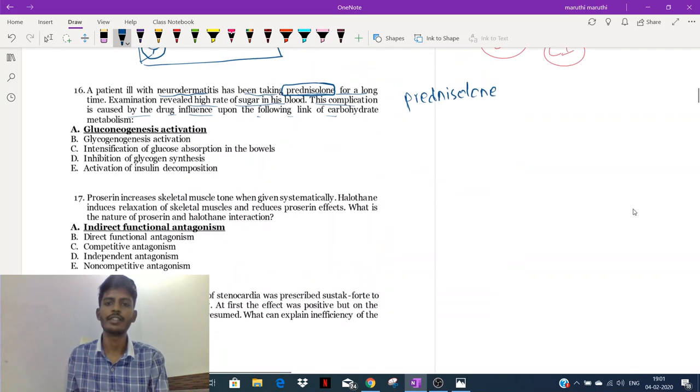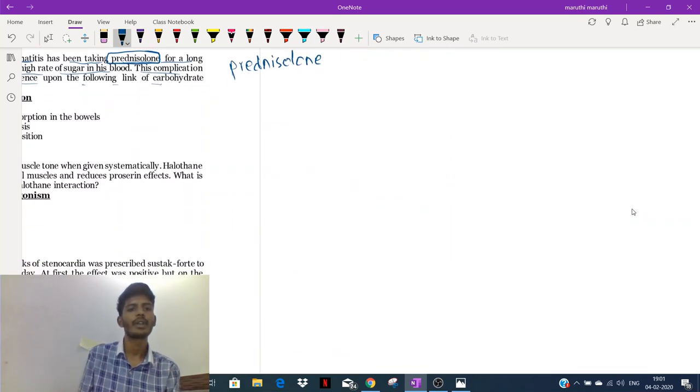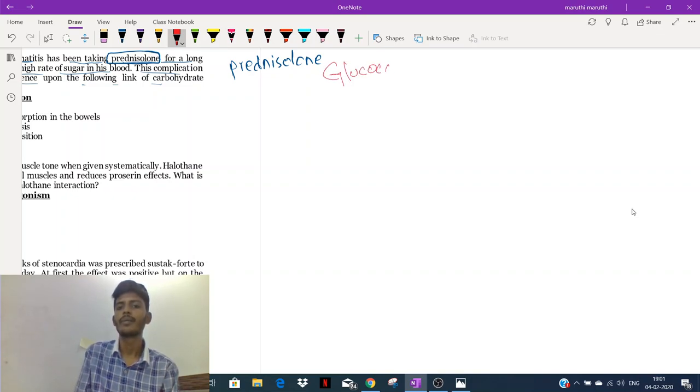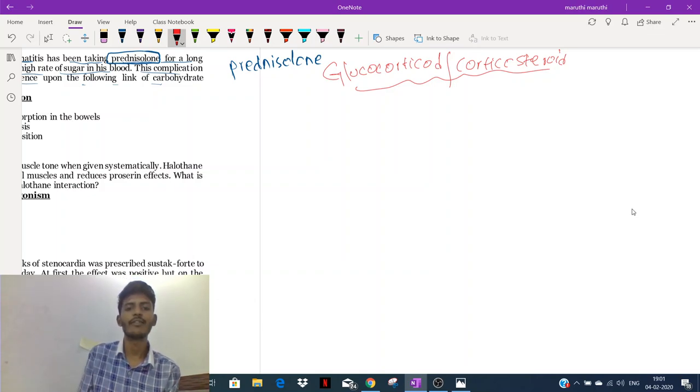Okay, let's discuss here. Now, what is prednisolone? First, prednisolone is a glucocorticoid. Glucocorticoids are also called corticosteroids. Since it is a glucocorticoid or corticosteroid, it has some properties. It works as an anti-inflammatory drug.